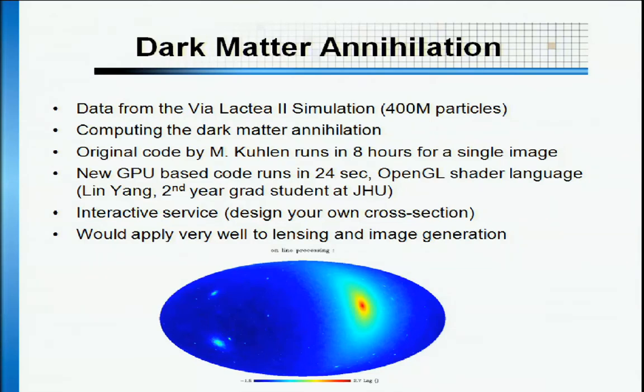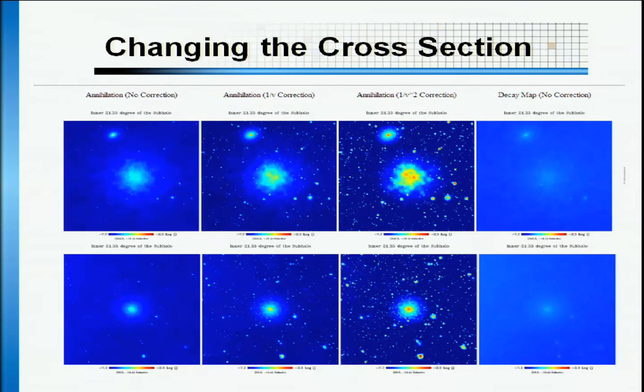Originally, Mike Boylan-Kolchin generated a similar image on the Via Lactea 2 simulation in 8 hours to render the dark matter annihilation. We rewrote it in OpenGL using point sprites, and now it runs in 24 seconds on a run-of-the-mill graphics card, which enables us to do experiments to change the cross-section. So simple annihilation, then a 1/v correction to the cross-section, 1/v squared, or what would be just a decaying dark matter. And we can do these experiments in seconds.